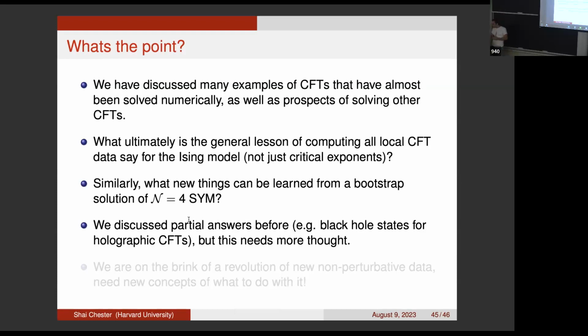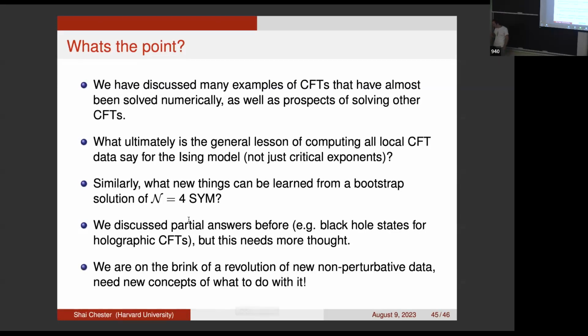So for instance, for N equals 4 super Yang-Mills, I said that you could study black hole states in the holographic CFT. But this is just one example. Surely there's more we should be able to learn from a putative numerical solution of N equals 4 super Yang-Mills. I think it would be a criticism of us as theorists if we were given a solution and were just like, oh, who cares? We should be able to think of interesting questions to use this answer for.